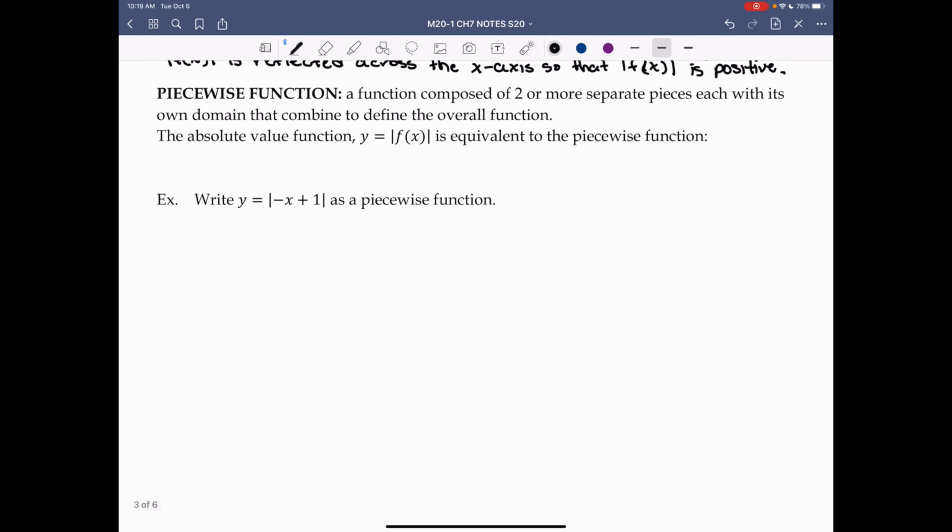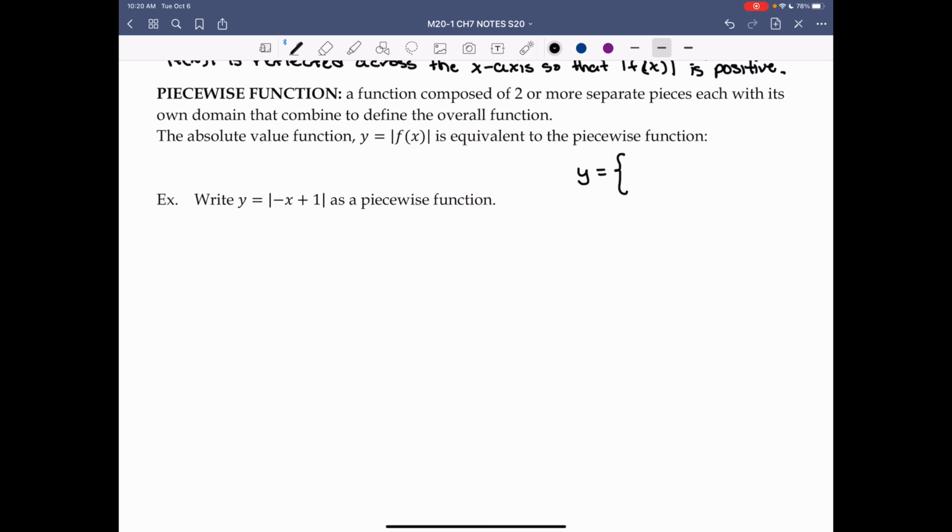So a piecewise function, if we wanted to write an absolute value function without using the absolute value symbols, we would have to write two separate functions. So when we do that, it's called a piecewise function, a function composed of two or more separate pieces, each with its own domain that combine to define the overall function. The absolute value function y equals absolute value of f of x is equivalent to the piecewise function y equals, we do a curly set of brackets to include both of our pieces.